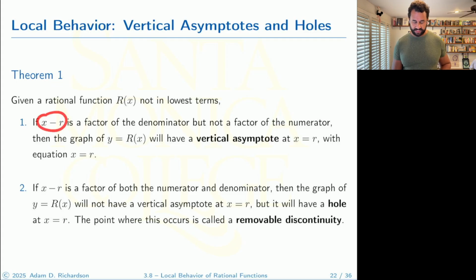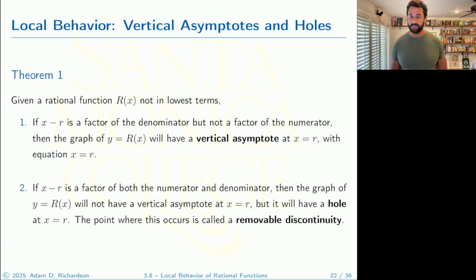Well, if x minus r is a factor of the denominator, but not a factor of the numerator, you will get a vertical asymptote. And the equation of that asymptote will be x equals r. That's it. Now, if x minus r is a factor of both the numerator and the denominator, you will have a hole. You will not have a vertical asymptote. You're just going to end up with something that's called a removable discontinuity.